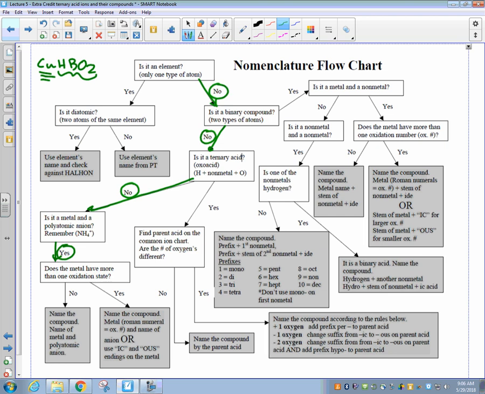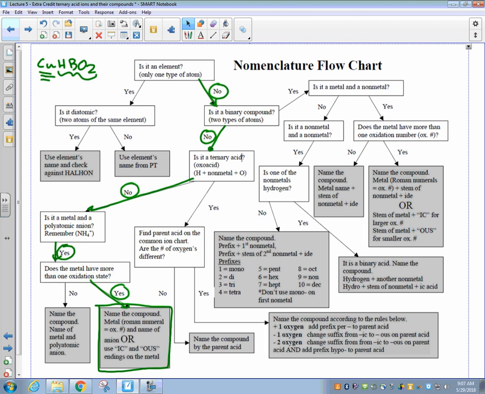And the next question is, does the metal have more than one possible oxidation state? Looking up on your periodic tables, finding copper here, copper's element number 29, you'll see two oxidation states listed, +2 and +1. So the answer is yes. Which brings us down to this box right here, the naming conventions for naming metals plus polyatomic ions. We're going to name the compound by either using the Stock naming system with the Roman numerals, or the -ic and -ous naming system that we used earlier in our discussion of binary ionic compounds.